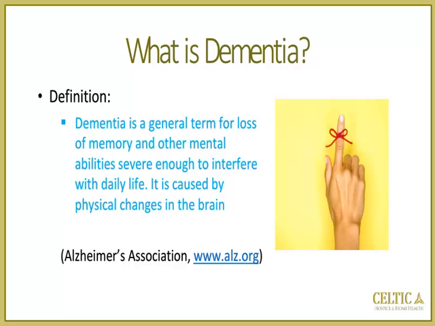So what is dementia? Dementia is a term for loss of memory and other mental abilities severe enough to interfere with daily life. It is caused by physical changes in the brain. Dementia is a group of symptoms caused by gradual death of brain cells. The loss of cognitive abilities that occurs with dementia leads to impairments in memory, reasoning, planning, and behavior. While the overwhelming number of people with dementia are elderly, dementia is not an inevitable part of aging. Instead, dementia is caused by specific brain diseases.